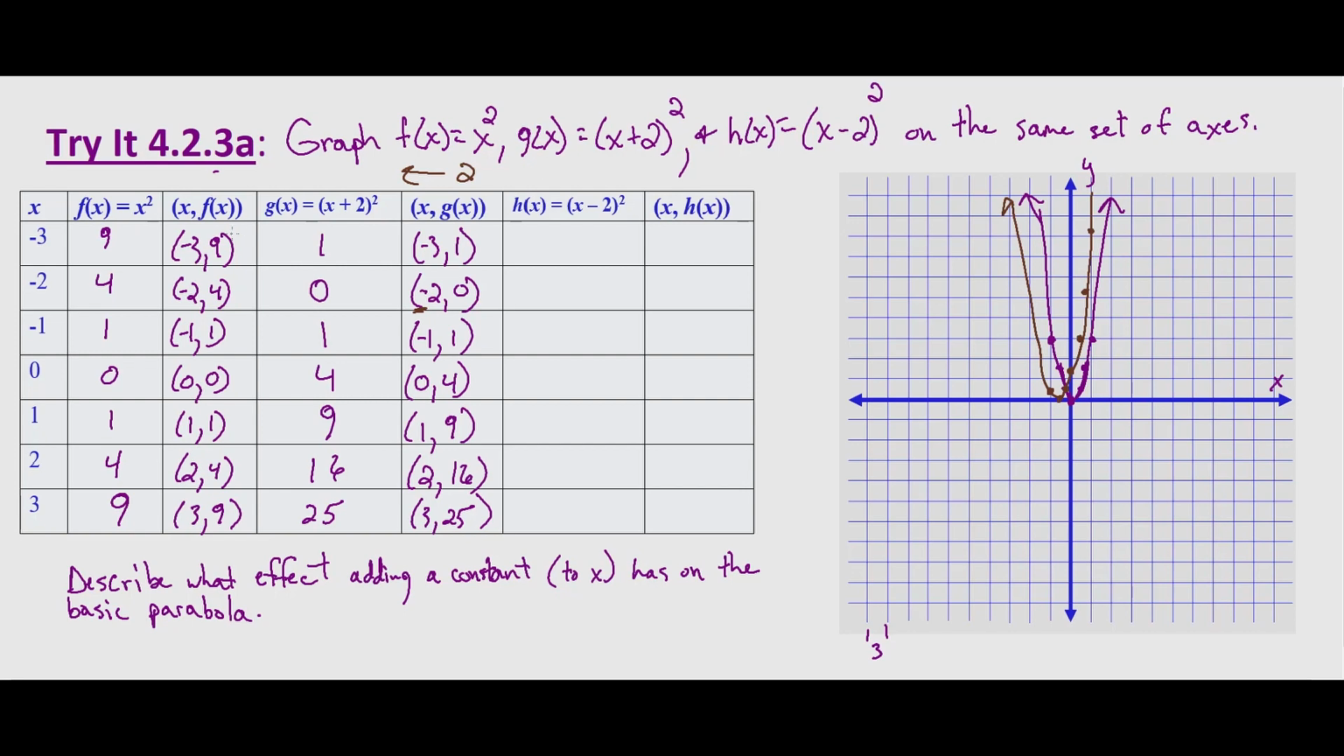Let's look at that. At -3, -3 minus 2 is -5 squared is 25. So our point is going to be -3, 25. At -2, -2 minus 2 is -4 squared is 16. So our point is going to be -2, 16. At -1, it's -1 minus 2 is -3 squared is 9. So our point is going to be -1, 9. At 0, 0 minus 2 is -2 squared is 4. So it's going to be 0, 4.